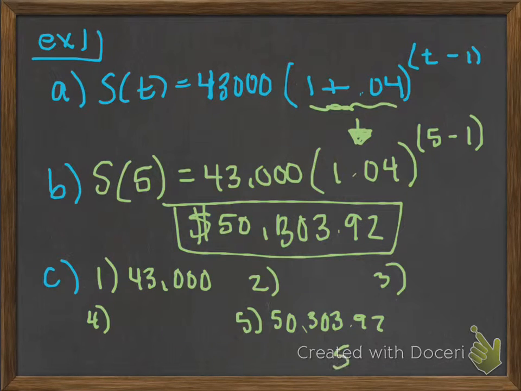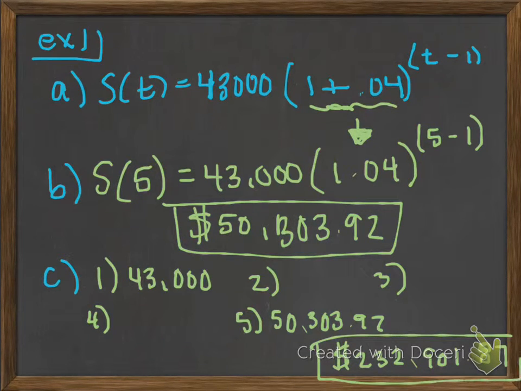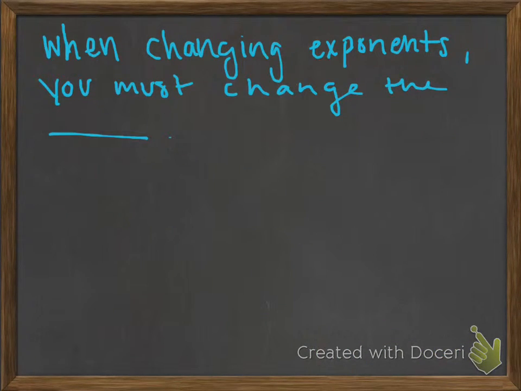Your final total for this should be $232,901.87. So make sure, again, you find all 5 years and then you add those 5 together. So now moving on to the back of the first page. It says when changing exponents, you must also change the base. And you're going to fill that in on the top of the page.